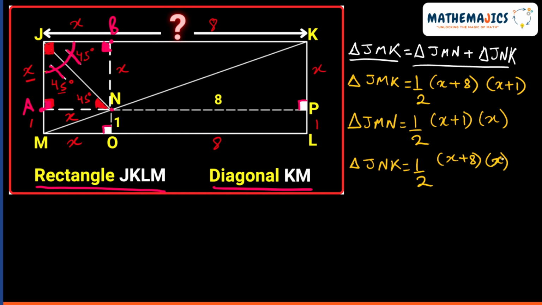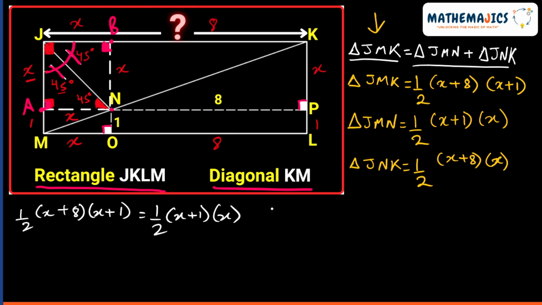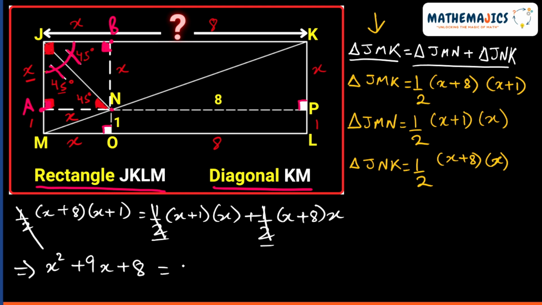Correct? Now, we can substitute the values of these three areas in this equation. Let's see how. Now triangle JMK: half times (x plus 8) into (x plus 1) is equal to half times (x plus 1) into x plus half times (x plus 8) into x. Correct. Now half can be taken common from the right hand side and that can be cancelled with half on the left hand side. Yes. Simplifying it further, what will we get? We will get x square plus 9x plus 8 is equal to 2x square plus 9x.